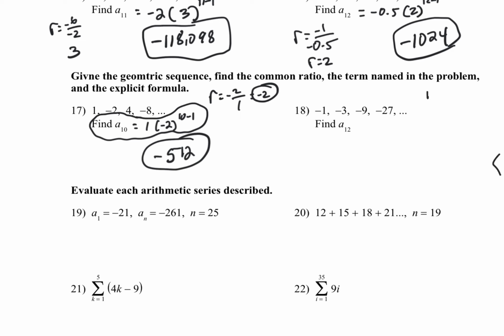Next one, find your ratio. Negative 3 over negative 1, so it's 3. So the 12th term is going to be negative 1 times 3 to the 12 minus 1. So technically your explicit formula is going to be that, but instead of putting 12 minus 1, it's just going to be n minus 1. So this would be negative 1 times 3 raised to the 11th. Negative 177,147.